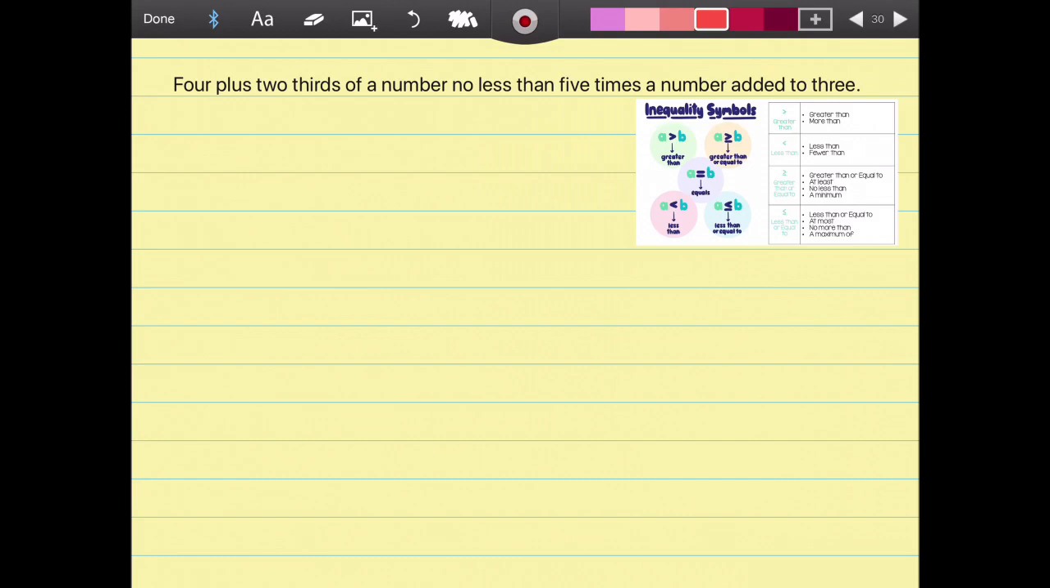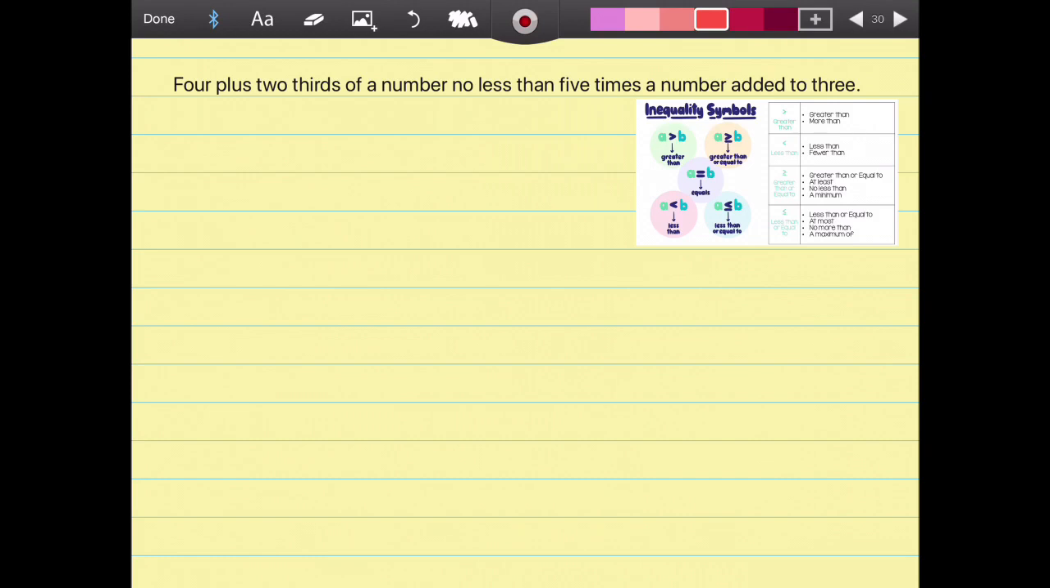I wanted to start this lesson off by working through an example from yesterday just to make sure that you're understanding what we are doing. So we are given this inequality statement using words, just like a regular sentence. This is called a mathematical sentence. And we want to express this same statement using numbers. First we're going to read the actual statement. It says 4 plus 2/3 of a number, no less than 5 times a number added to 3.